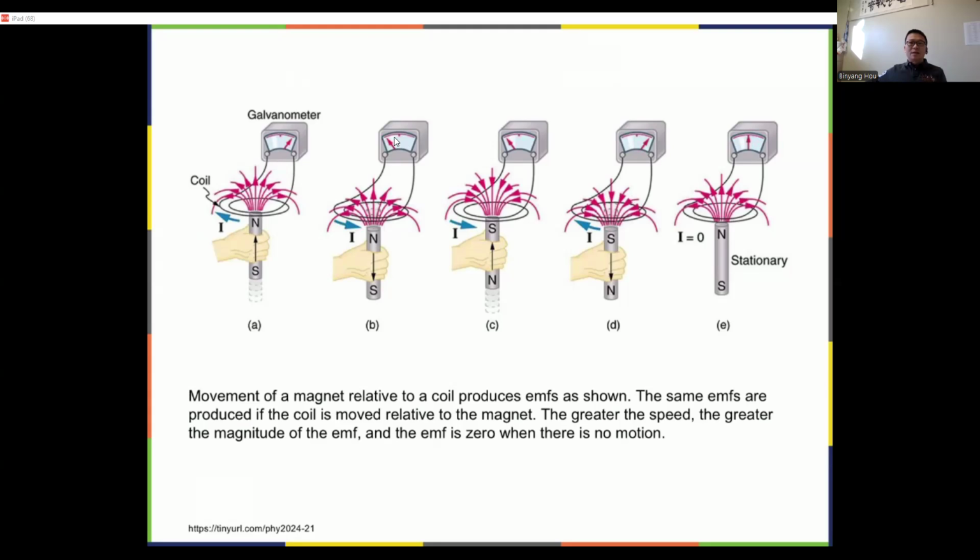And then also the other way around, if you flip the poles of the bar magnet. When it's stationary, you do not have any current. So this is pretty much similar. The current induced in this coil or circuit is basically due to the magnetic field changing. This is the same scenario as the previous case as well.